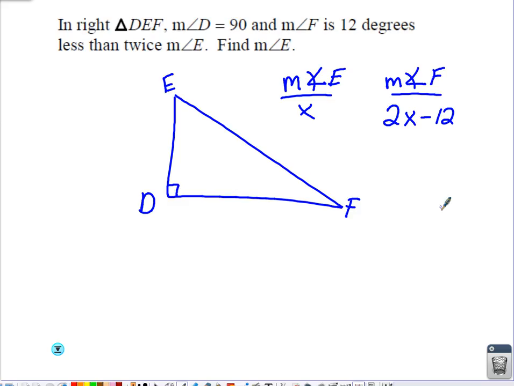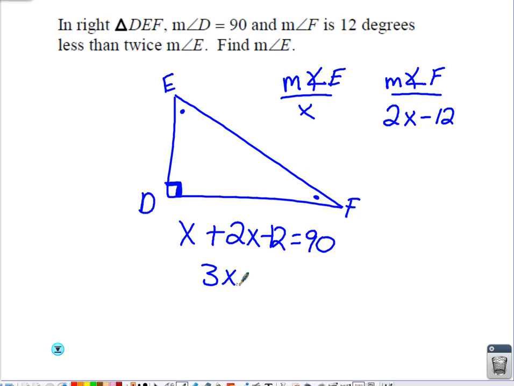What's the relationship, Jagger, between measure of angle E, between this angle and this angle? What are they going to add up to? Good. Say again? 90 degrees. Since you've got a 90-degree angle here, the 3 angles add up to 180, so these 2 acute angles would have to add up to 90. So my equation here, the 2 angles, when I add them together, will equal 90.